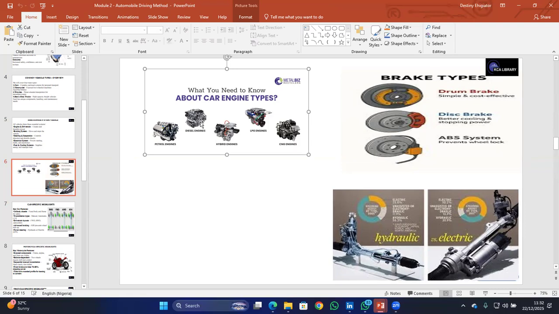Now, the petrol engine uses petroleum, while the diesel engine uses diesel. It functions only with diesel. We have the hybrid engines, which are a combination of more than one. Then we have the LPG engine that uses liquid petroleum gas. Then we have the CNG engine that uses only CNG.